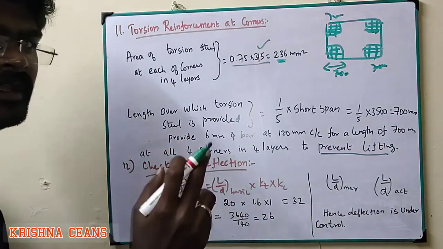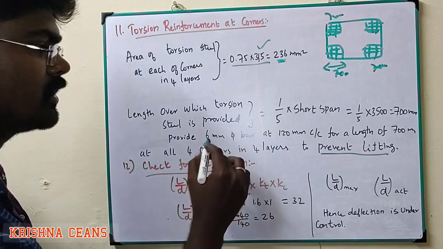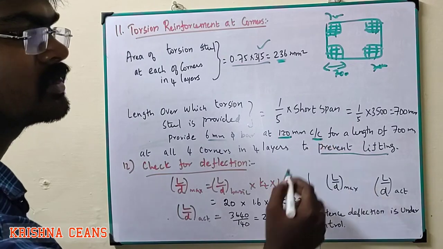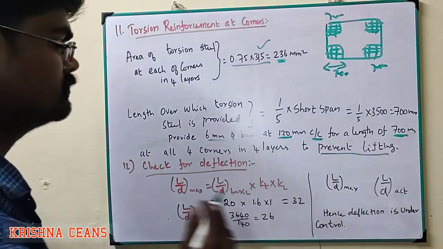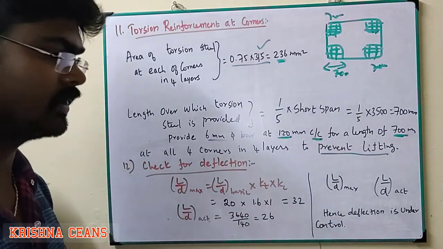We provide this for the purpose of preventing lifting only, so a 6 mm bar is enough. So provide 6 mm dia bar at 120 mm spacing center to center over the length of 700 mm at all the 4 corners in 4 layers to prevent the lifting.